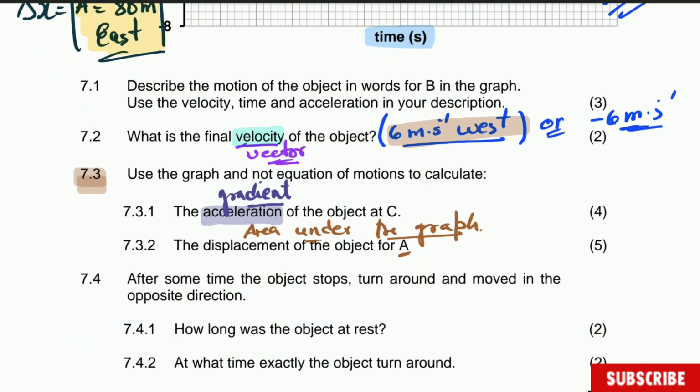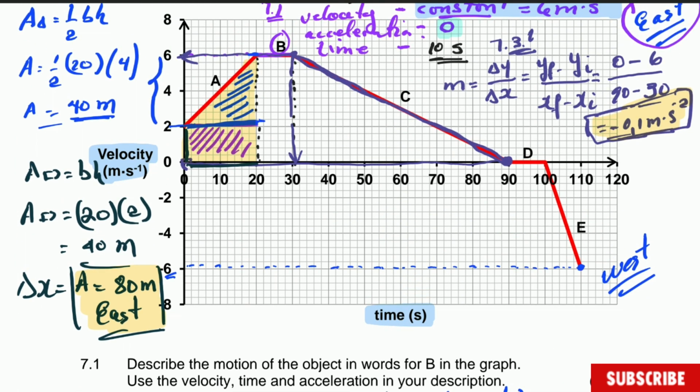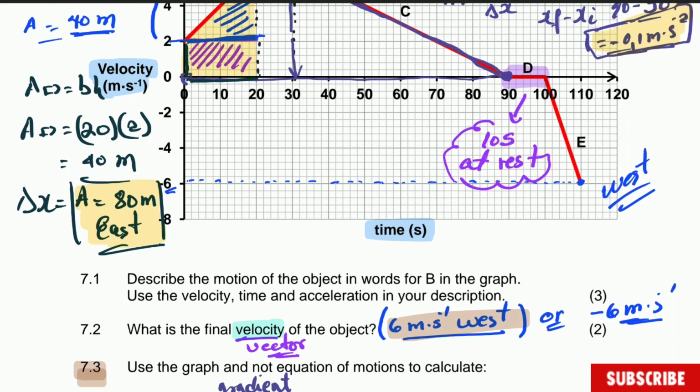Now, question 7.4, after some time the object stops, turns around and moves in the opposite direction, which in this case is what? How long was the object at rest? Now, at rest the object was when it is in the graph right on the x-axis. In other words, this here is the time that the object was at rest, and that time is going to be 10 seconds. 10 seconds, I'm going to write here at rest. So 10 seconds at rest. That is the answer for question, let me see, 7.4.1.